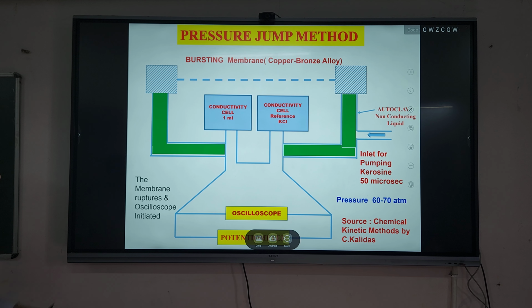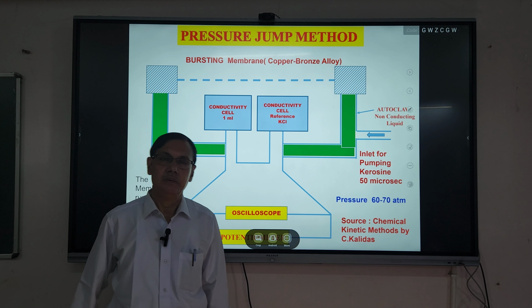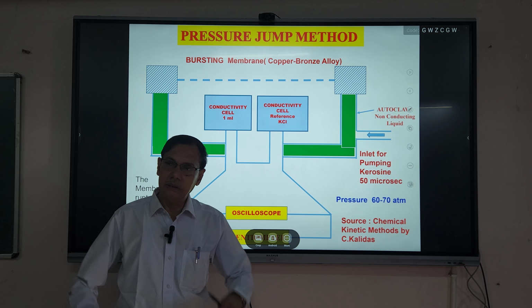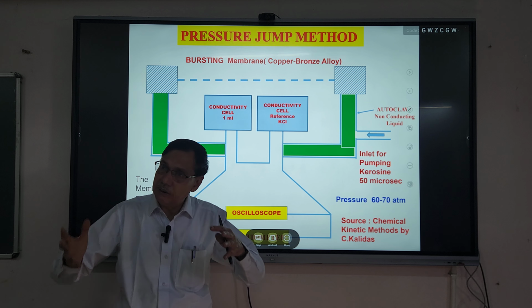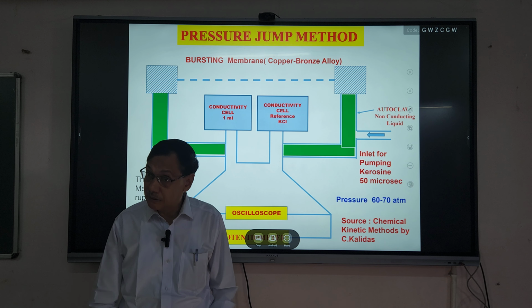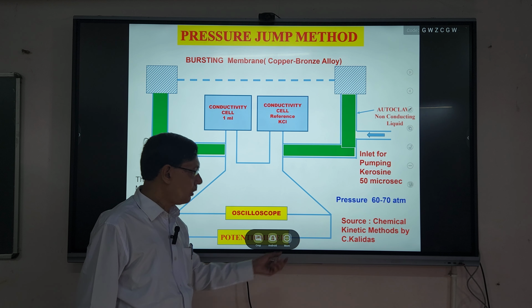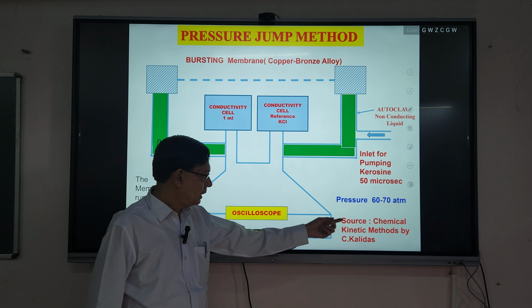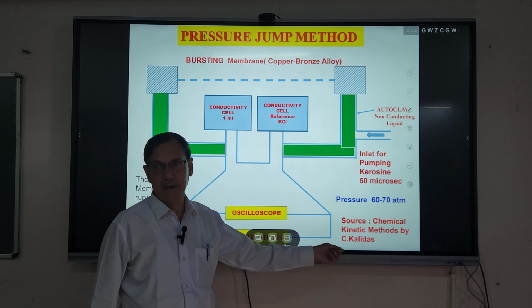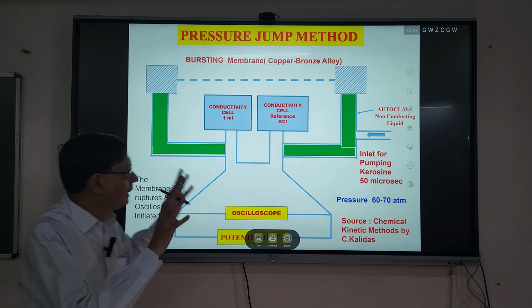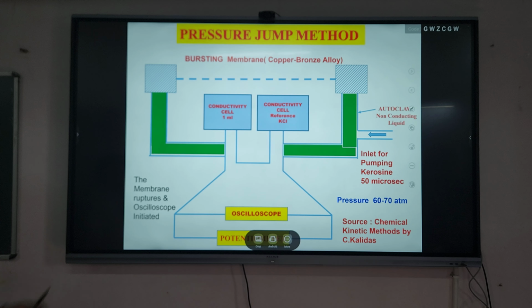This is the very simple schematic diagram of the pressure jump method. I must confess that if you see the literature, there may be different types of photographs, but I have taken these photographs from the book on chemical kinetic methods by C. Kallol. Okay, so it is a schematic diagram in order to understand these things.